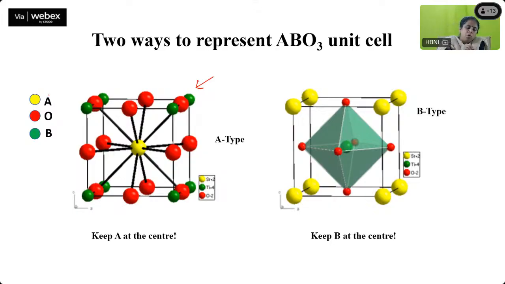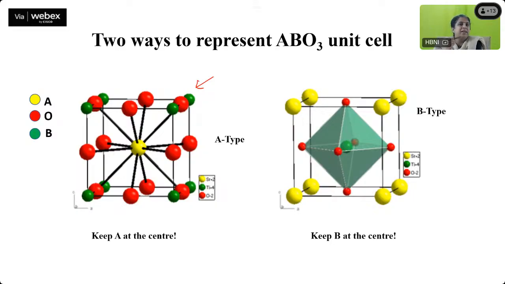Okay. Now, A type is when you keep A at the body center of the cube. So keep A here. When you keep A at the body center, remember to keep all B's at the corners. The B's go at the corner. And then all the oxygens go at the edge center. It is as simple as that. This is your A type unit cell. I will repeat. If you are keeping A at the body center, just remember to keep B at the corners and oxygen at all the edge centers.